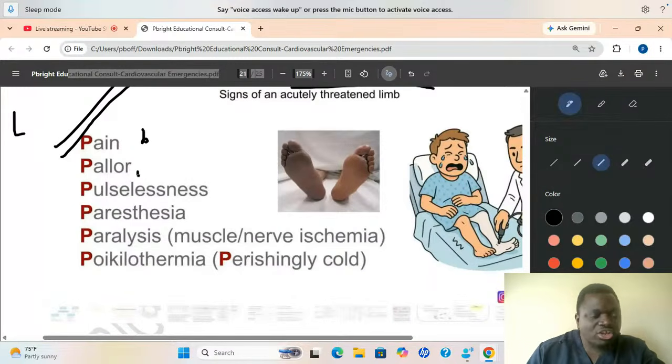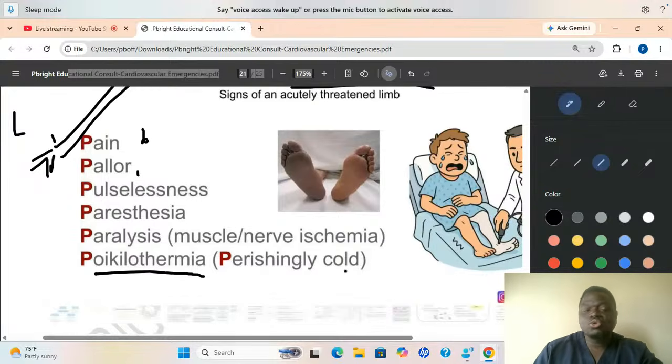It will give you pallor. You cannot feel a pulse, and there is electrolyte imbalance. So the nerves here will be having what? Paresthesias, twitching, and all these ones. Paralysis and low temperature. We call it poikilothermia or perishingly cold, cold, clammy skin, cold extremities. Can this person survive in winter? The winter will be so high that when you come back from work, you have to put your hands under running hot water before you begin to feel sensations.